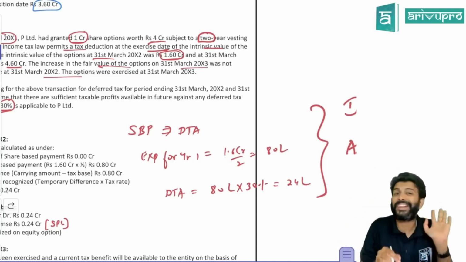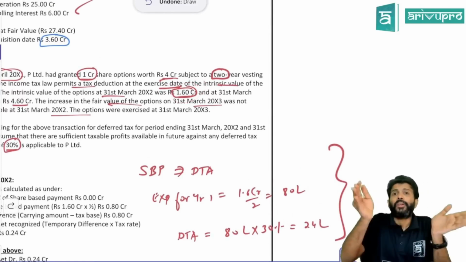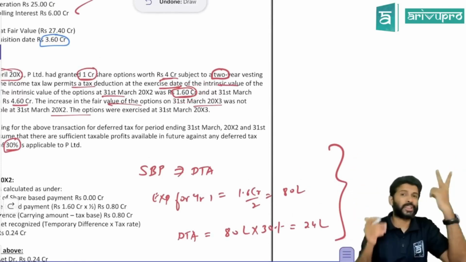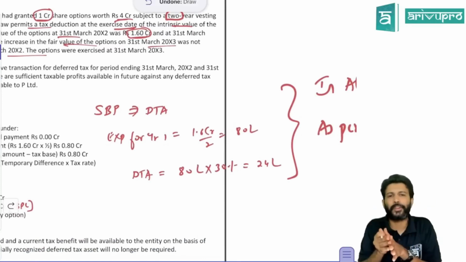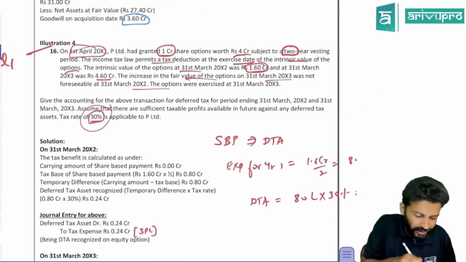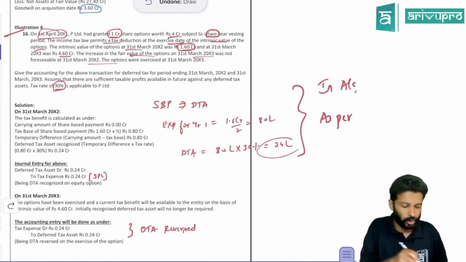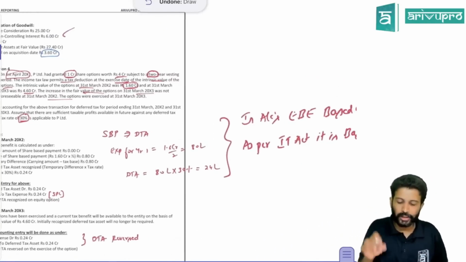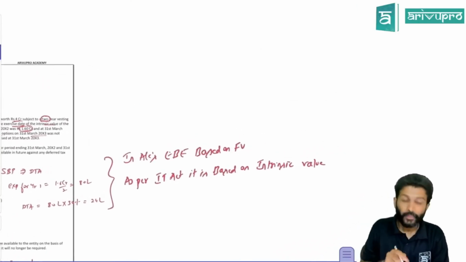To whatever extent you are getting deduction, that only you need to take. So here the value is intrinsic value, which is 1.6 crores. But you have to book it over 2 years, because the vesting period is 2 years. So what will be the expense for 1 year? 80 lakh. That is the difference amount on which you need to book DTA. So DTA is how much, sir? Multiply by the tax rate. 80 lakh into 30%, which will give you 24 lakh. On this 24 lakh, you need to book the deferred tax asset.